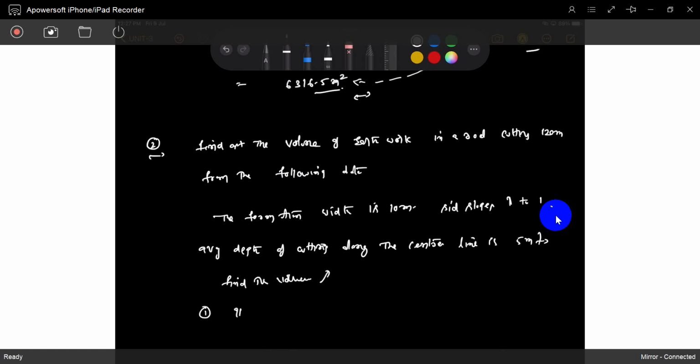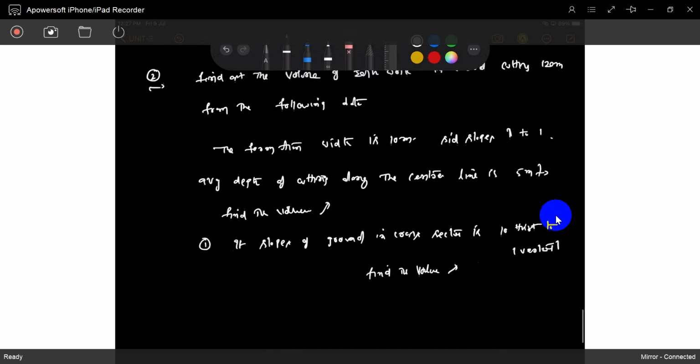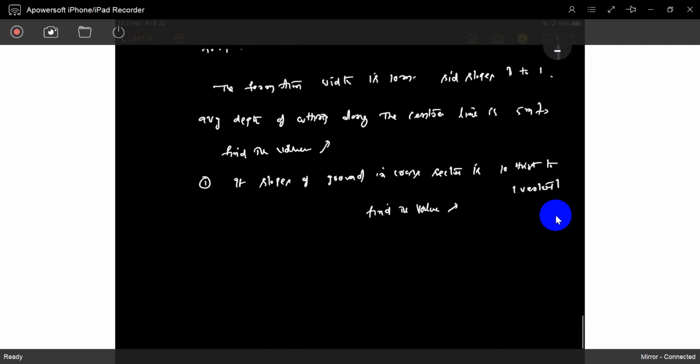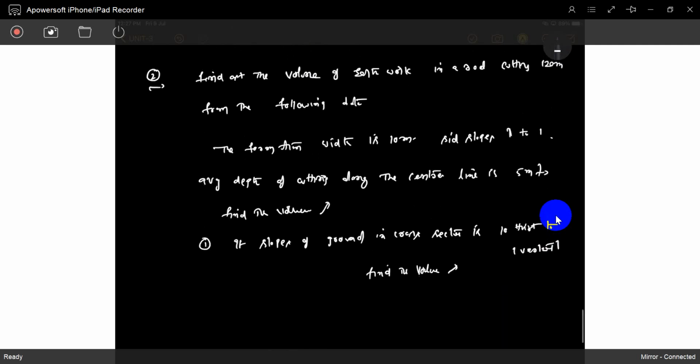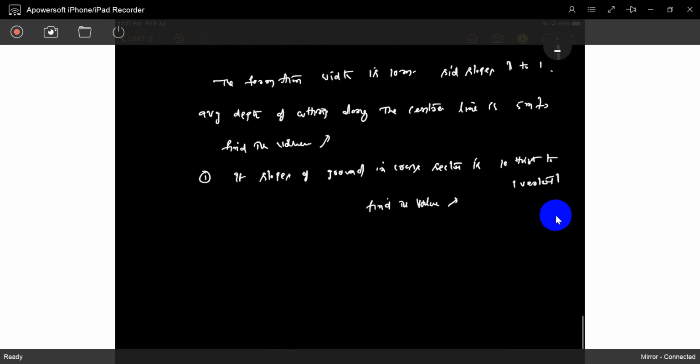The second one is: if the slope of the ground in a cross section is 10 horizontal to 1 vertical, find the volume. See, this is for the first part: find the volume of earthwork for 120 meters of road cutting. The road cutting is the volume.